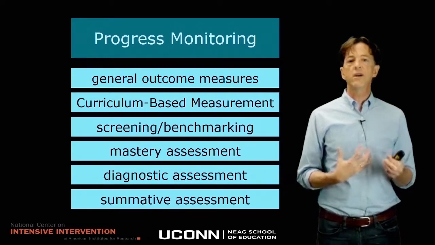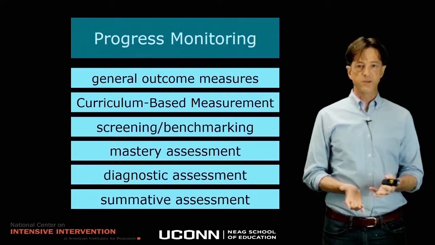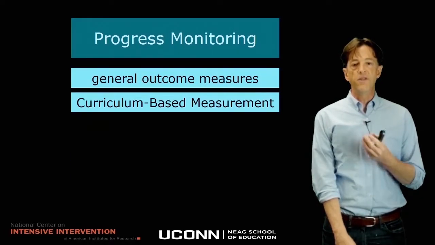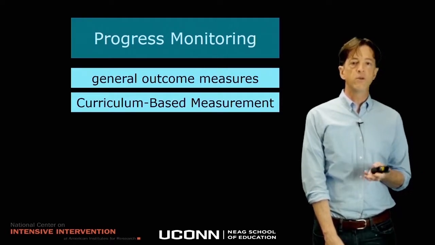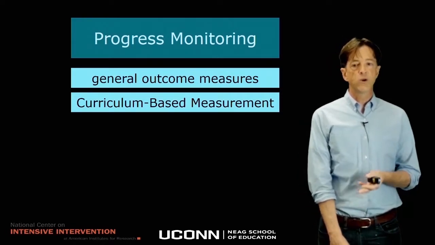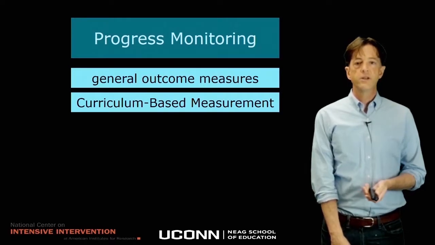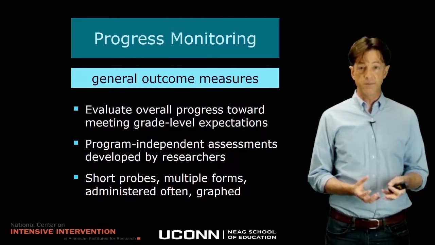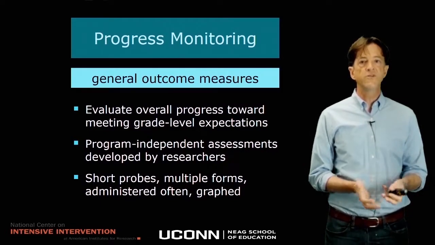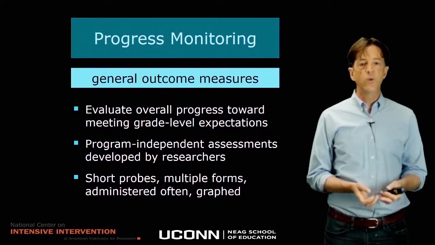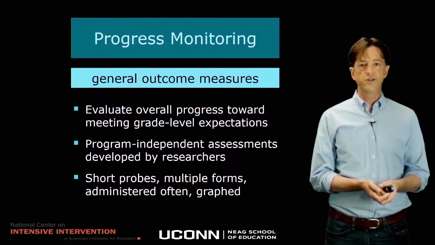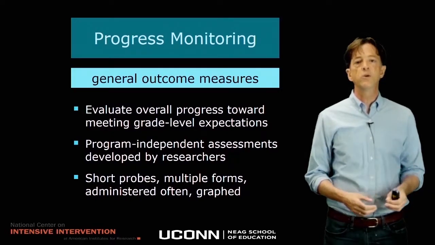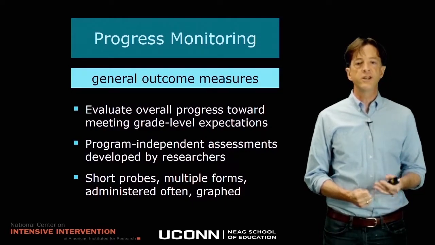So in assessment, we have all kinds of terms that refer to different kinds of assessments for different purposes. And when we're talking about progress monitoring, we're really focusing on these two things, right? We're talking about general outcome measures, and oftentimes we're talking about curriculum-based measurement. So when we're talking about general outcome measures, these are progress monitoring assessments that have these features, right? These are measures that evaluate overall progress towards meeting grade level expectations. So they're not necessarily aligned with specific programs. It's not telling you if students have mastered skills that you're teaching as part of a program.